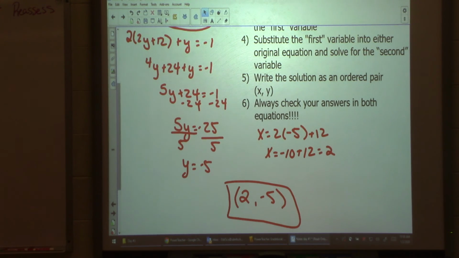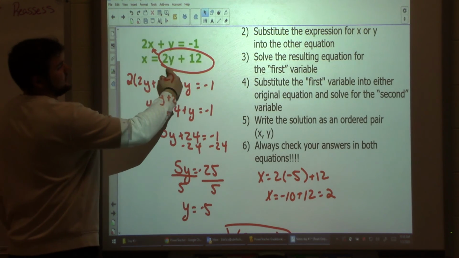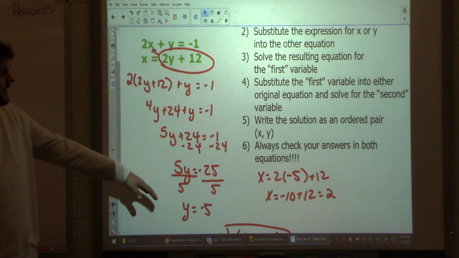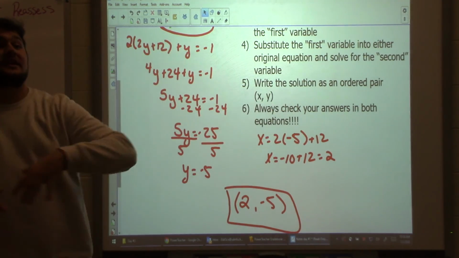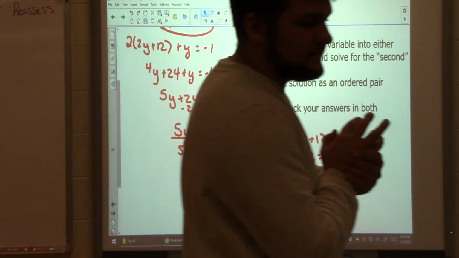Alright guys, so in this problem, our variable is equal to x. So I'm going to take 2y plus 12 and plug it in for x. Solve it out, I get y equals -5. Take -5, plug it into either of the original equations, so you can get your x value of 2. So you get (2, -5).